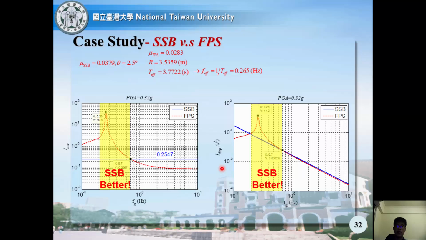However, when the ground motion frequency surpasses 0.7 Hz, we may see that the FPS will have a smaller absolute acceleration. This result may imply that the friction pendulum system may perform better under high frequency content earthquakes. But nevertheless, the two systems have similar isolation displacement when the ground motion frequency is higher than 0.7 Hz, and it will decrease as the ground motion frequency increases.